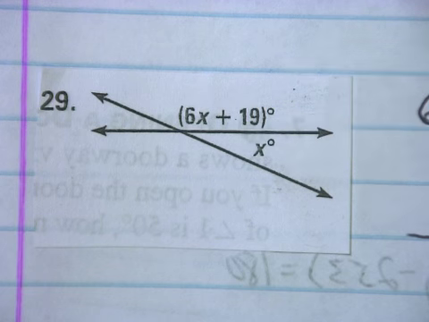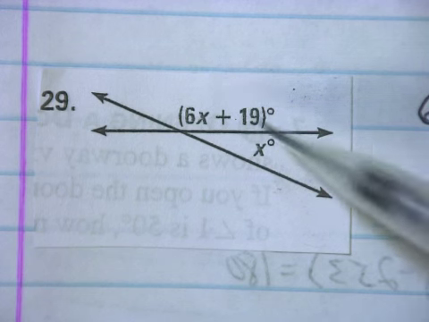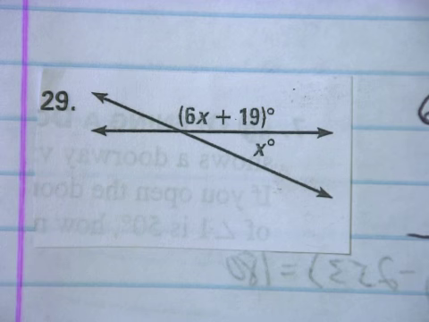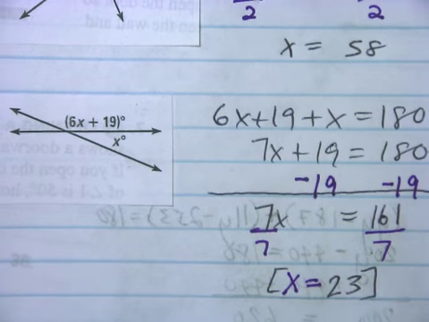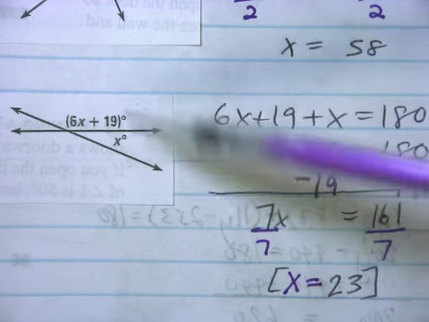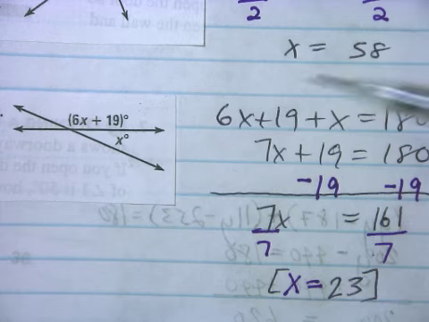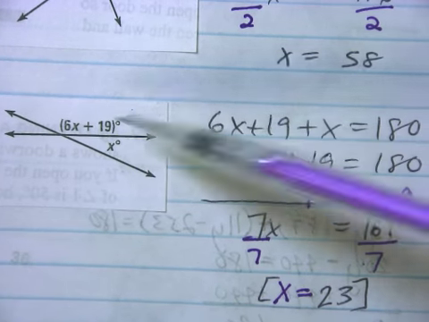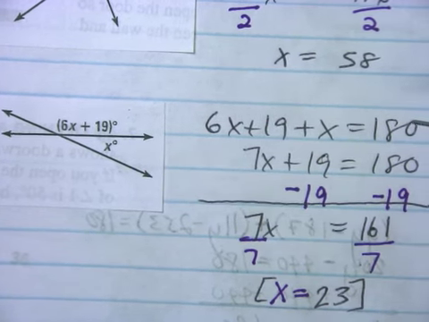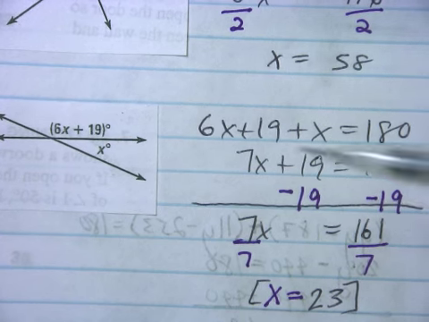29 now, I have these two angles, which are not vertical angles. They are two adjacent angles, and if you recognize them from our notes, they are a linear pair. And a linear pair are supplementary angles. That means that these two angles, when I add them up together, they add up to 180 degrees. So that's what I did here. I set up my equation where I add these two angles together and they equal 180 degrees. So here's my 6x plus 19 plus x is equal to 180.